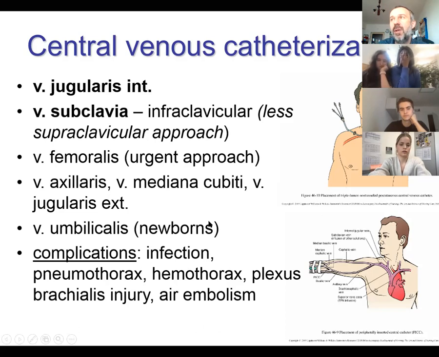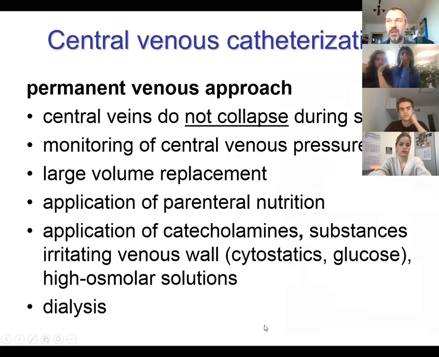And why perform the central venous catheterization? It is a permanent venous approach which you use because the central veins are very large, so they do not collapse totally. The peripheral veins during shock collapse, so they are too small, and sometimes you are not able to perform catheterization. And you use it for application of large volumes as the vessels are large.